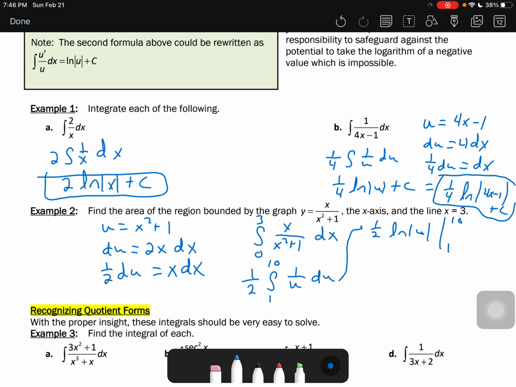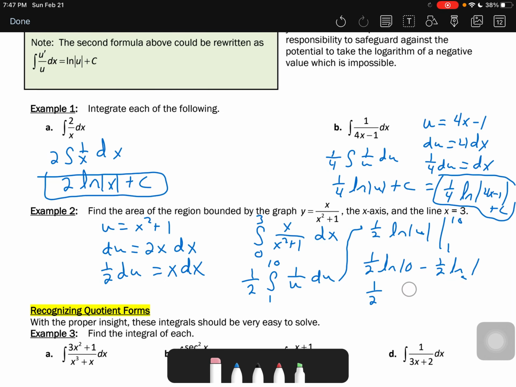Okay, and so if I want to evaluate this, then I would just have 1/2 ln of 10 minus 1/2 ln of 1. Now, the ln of 1, if you remember that one, because this is base e, so if you think about this, e to the 0 power equals 1. Anything to the 0 power equals 1. And so an ln, or any log of 1, is always 0. So it's 1/2 ln of 10 minus 0. And so it's just going to be this for my solution for that one.